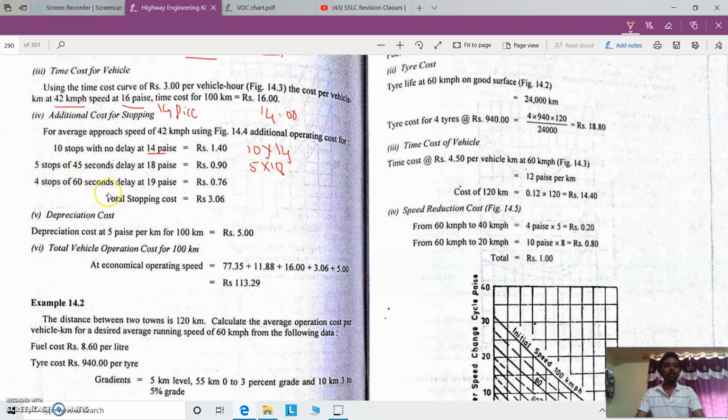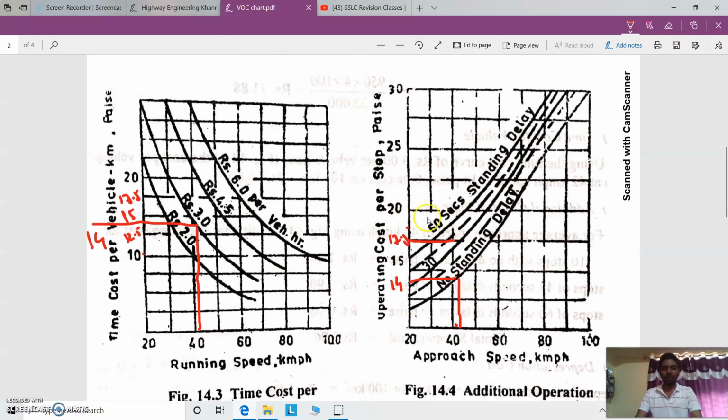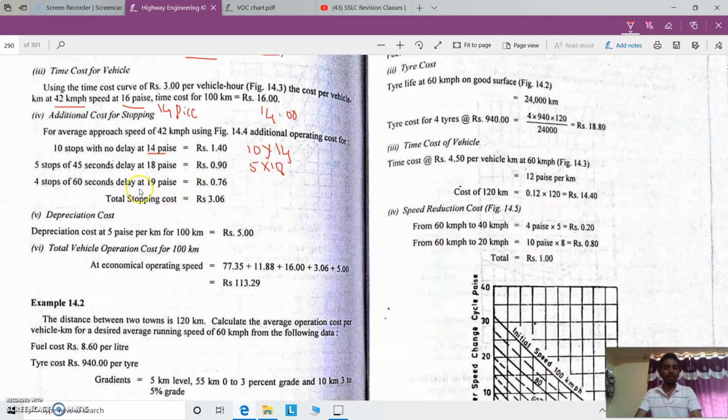And similarly we have 4 stops with 60 seconds delay. For the 60 seconds delay, the same thing is directed to the 60 seconds curve, and then directed back to the y-axis, and you will be given 19 paise, right? And that 19 paise is written here. 4 stops with 19 paise: there are 4 stops, each stop costs 19 paise, and you will end up with 76 paisa or 0.76 rupees. Once you sum these up, you will end up with 3.06 rupees.